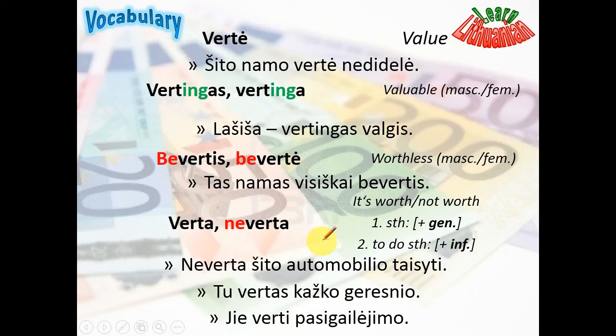So, you see, if you're worth something, or something is worth something, and you use a noun, then you should always use genitive. Tu vertas pinigų. You're worth money. Well, this is a nonsense sentence, but you can insert any noun here. You should always use genitive. And if you're saying something better, kažko geresnio. Kažkas means something, and geresnis better. Kažko geresnio, something better.